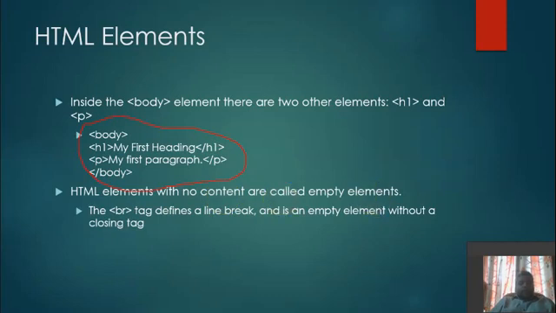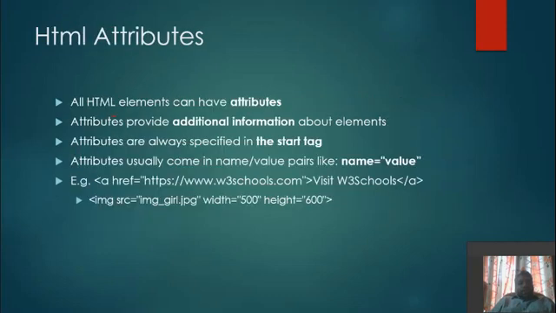Now the attributes. We use this code for the image. Here src, the source, is the attribute. All HTML elements can have attributes. Attributes provide additional information about the element. So here the additional information is the path of the image element.